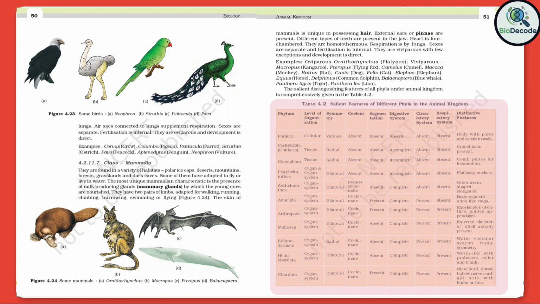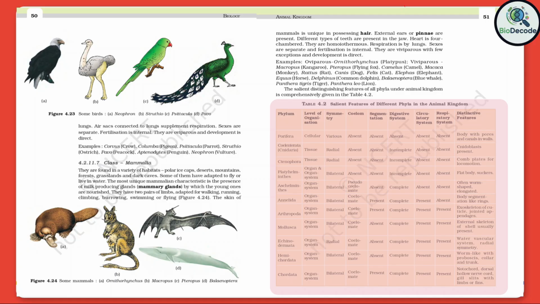Chordata: fishes, amphibia, reptiles, birds, mammals. Chordates are bilaterally symmetrical, triploblastic, and coelomate, characterized by a notochord, dorsal hollow nerve cord, pharyngeal gill slits, postanal tail, and endostyle or thyroid gland. Subphyla include Urochordata, Cephalochordata, and Vertebrata.